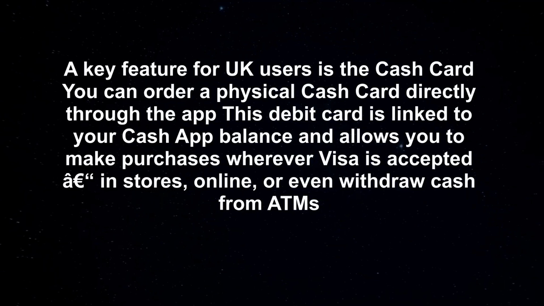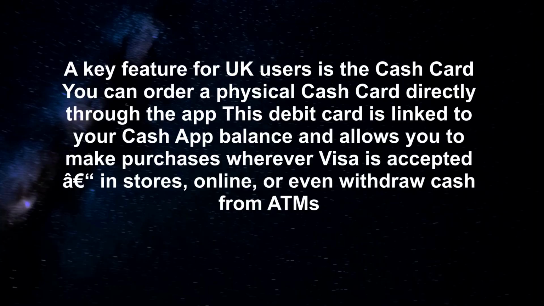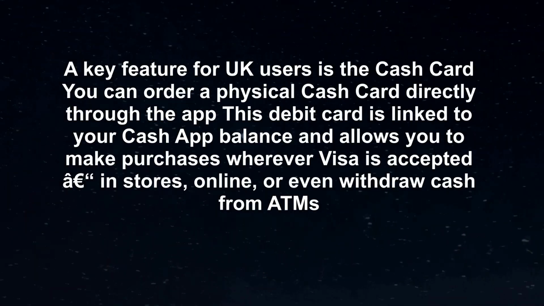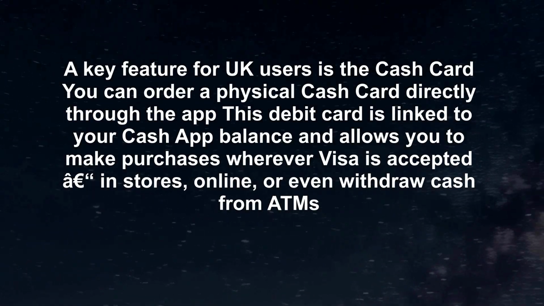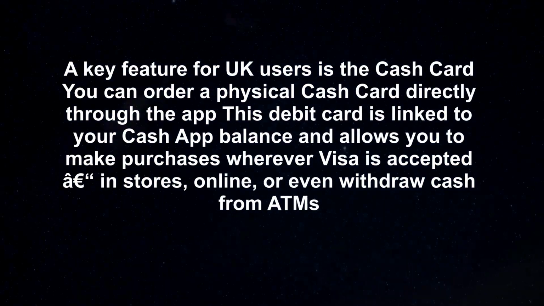A key feature for UK users is the cash card. You can order a physical cash card directly through the app. This debit card is linked to your CASHAPP balance and allows you to make purchases wherever Visa is accepted, in stores, online, or even withdraw cash from ATMs.